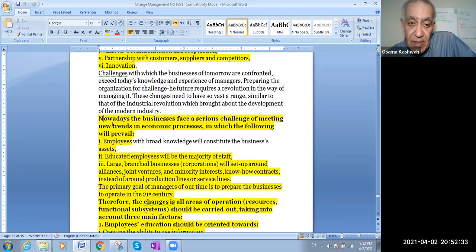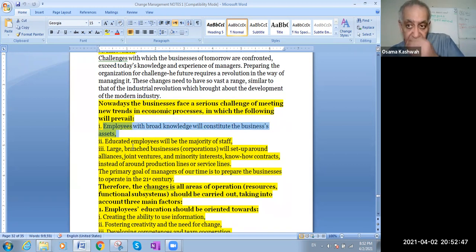Nowadays, businesses face serious challenges in meeting new trends in economic processes, in which the following will prevail. Employees with broad knowledge will constitute the business assets. If you have good knowledge, you are good. I will keep you with me because you will be a source of change. You will be helping me in the change. Educated employees will be a majority in the staff. That's about the future people.